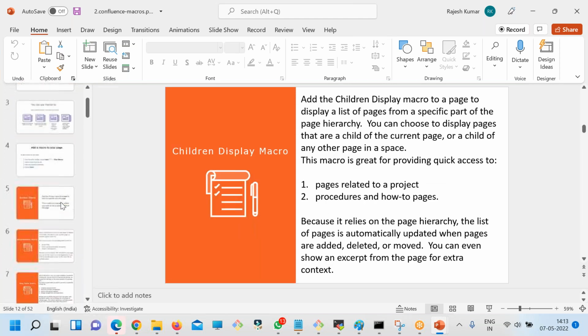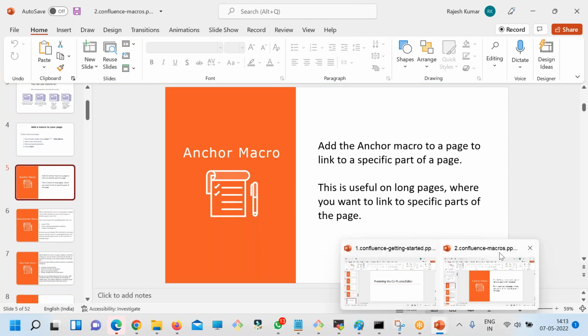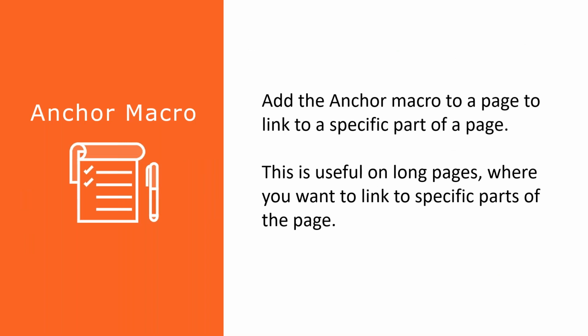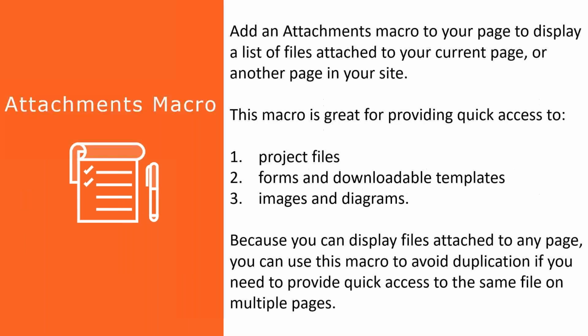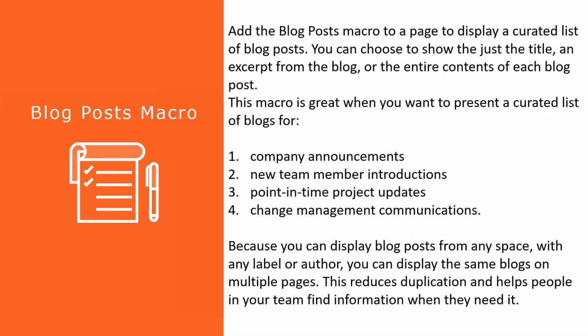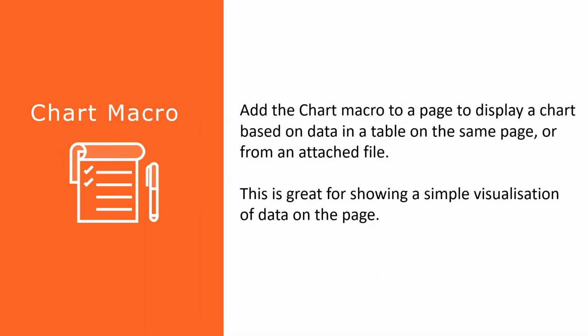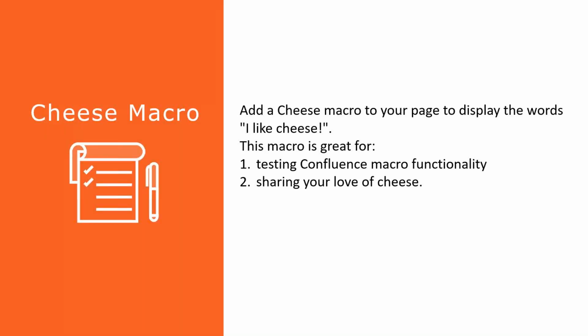For example, now let me go through that. So now you understand the macros. These macros will help you add anchor text to your pages. We tried attachments, list of attachments, list of blocks. If you want to change the history, we have tried all these things. Chart macro, you can create a chart depending on some values, mathematical formulas. And cheese macro, demo macros, are not used too much, just for troubleshooting purposes.